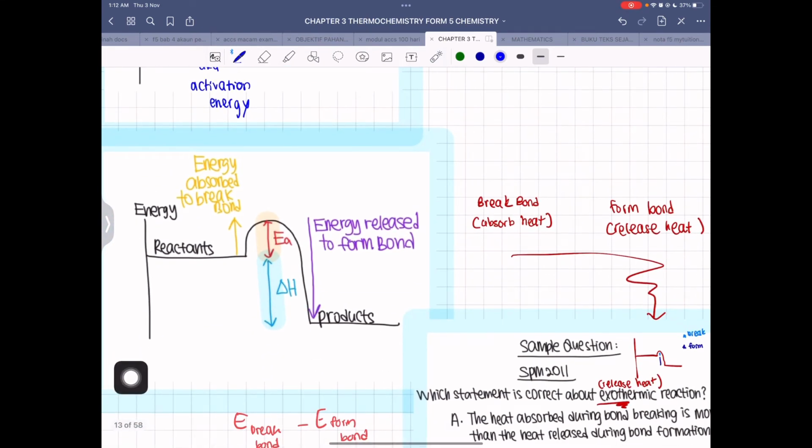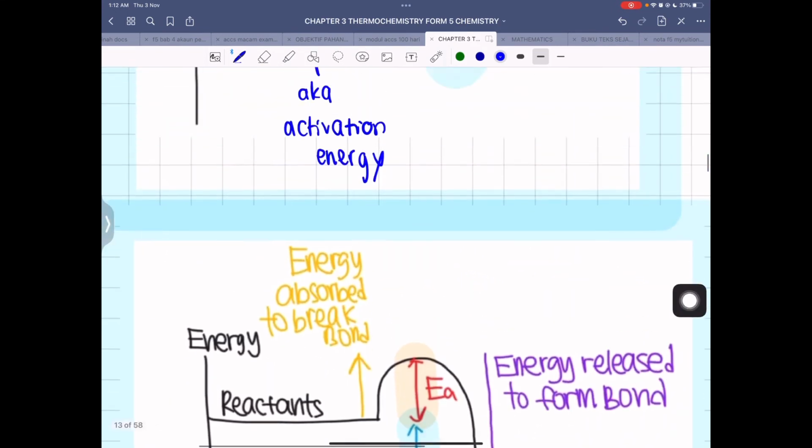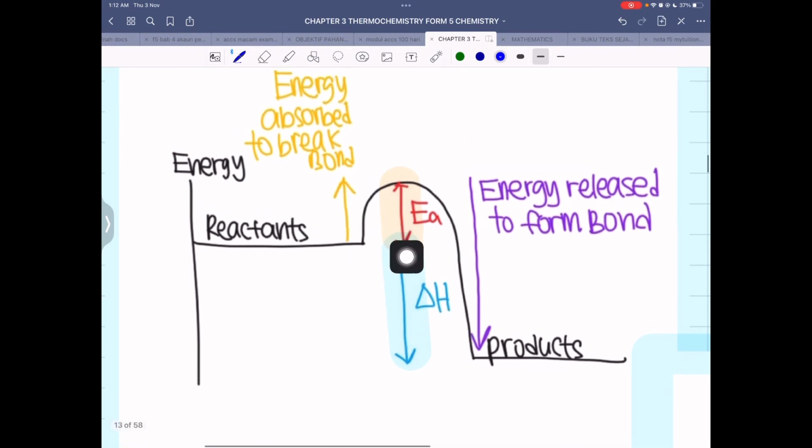Okay, so again, macam ni, activation energy is from the reactants to the peak. So that's the activation energy. Heat change is from the distance between the two tangga. And then the energy released to form the bond is the product punya peak until the line of the product. To absorb, to break, energy absorbed to break the bond is from the reactants line to the peak.